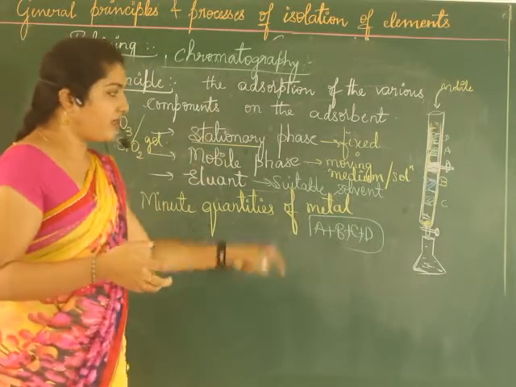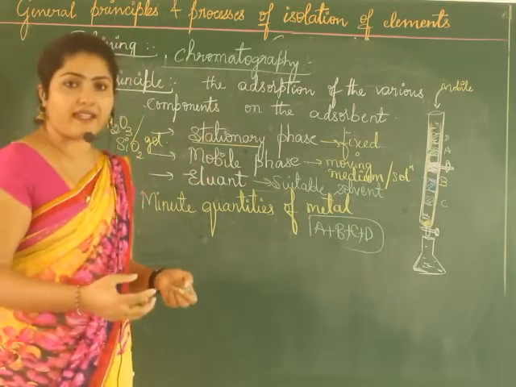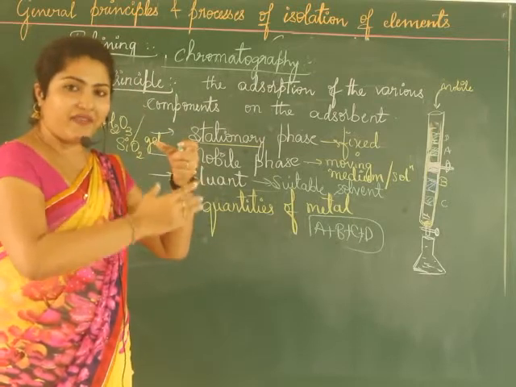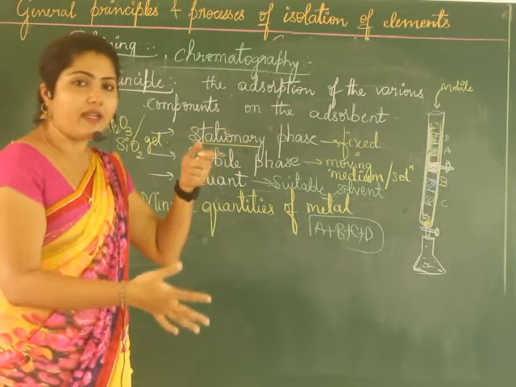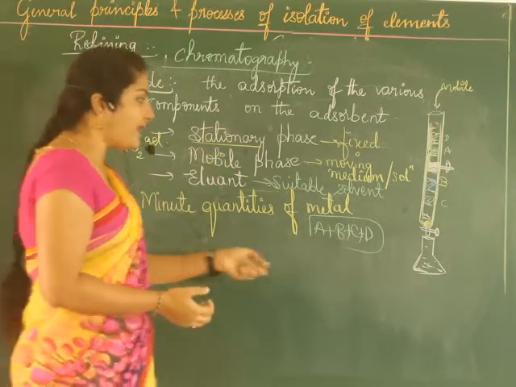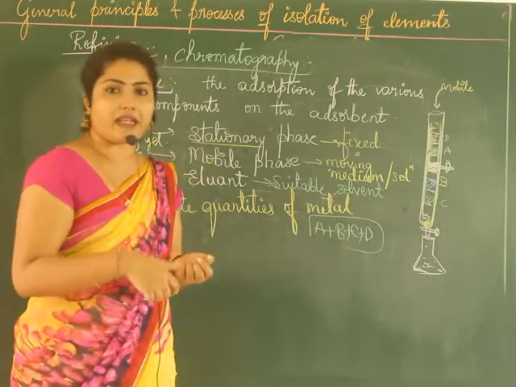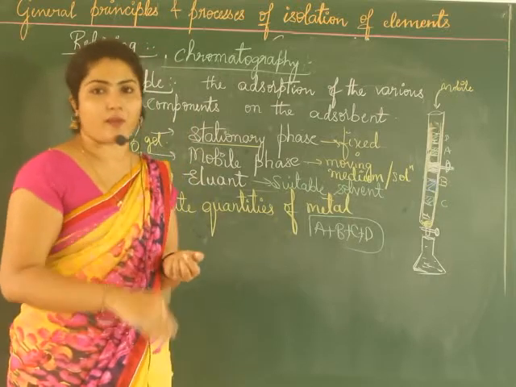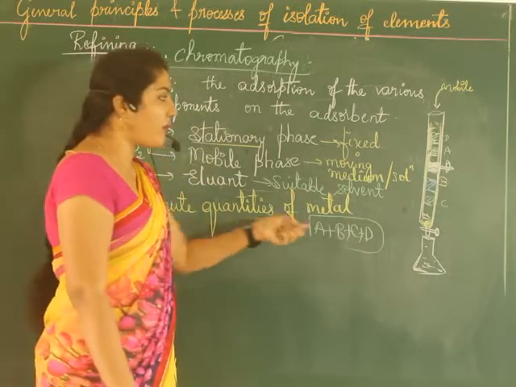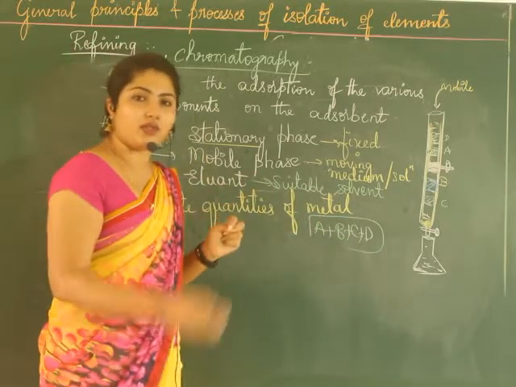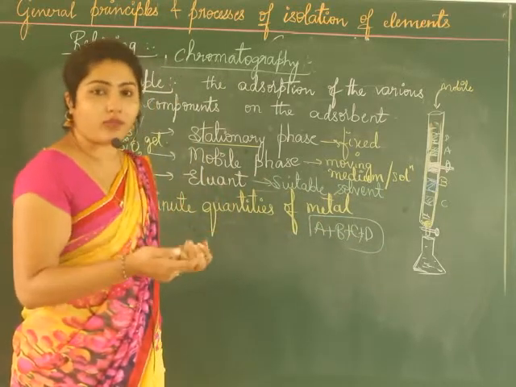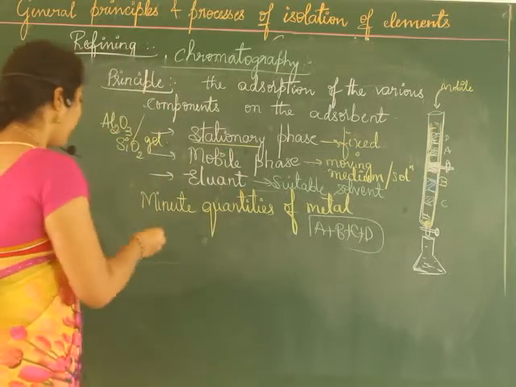And we use a stationary phase and a mobile phase. Through the stationary phase, the mobile phase is passed, and you see the various components getting adsorbed at different regions or different areas, and then they can be separated and collected. There are different types of chromatography. If aluminium gel and silica gel is used as a column, we call it column chromatography.